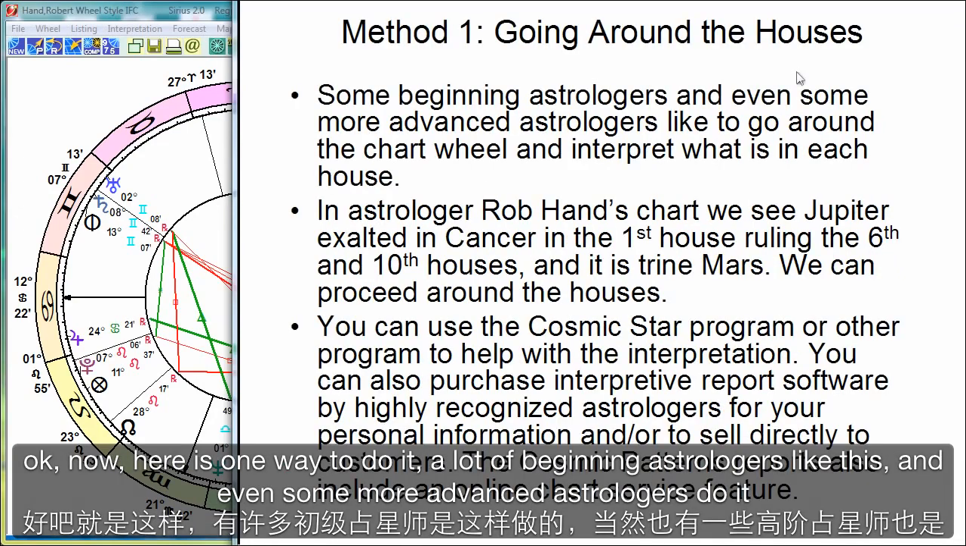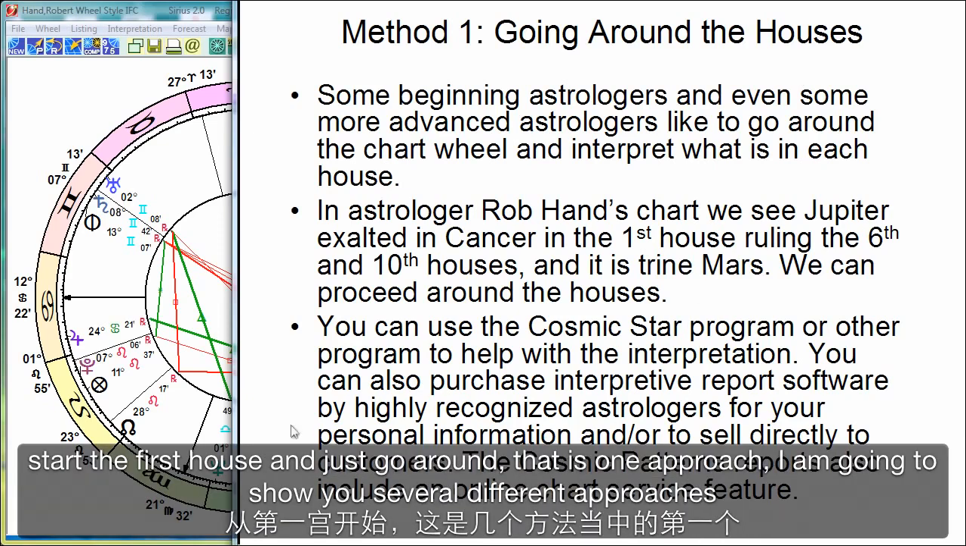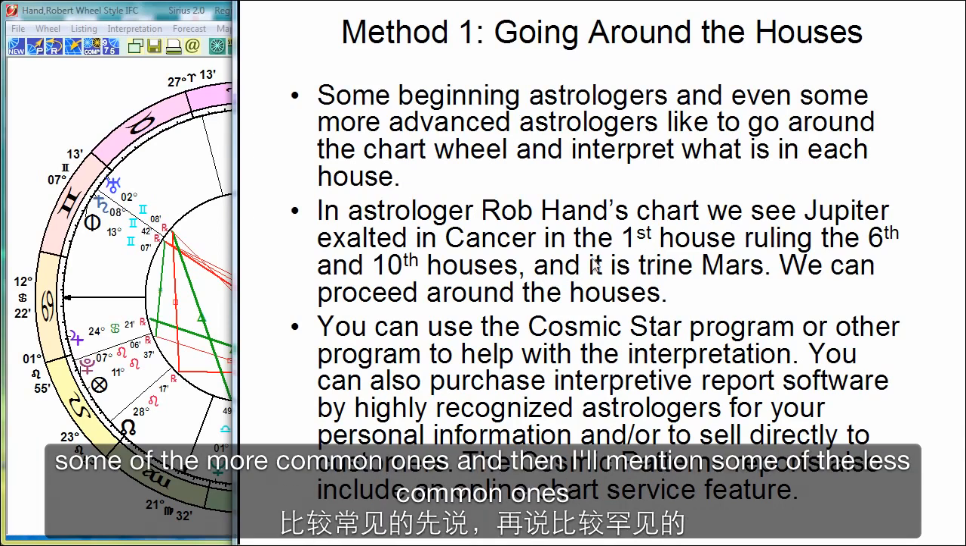Okay, now here's one way to do it. A lot of beginning astrologers like this, and even some more advanced astrologers do it, is they just go around the wheel. Start in the first house and just go around. So that's one approach. I'm going to show you several different approaches, some of the more common ones, and then I'll mention some of the less common ones.